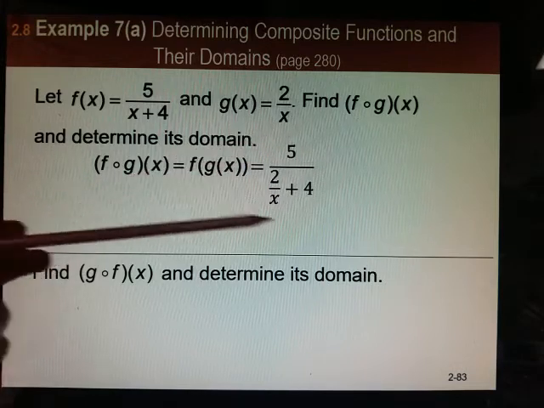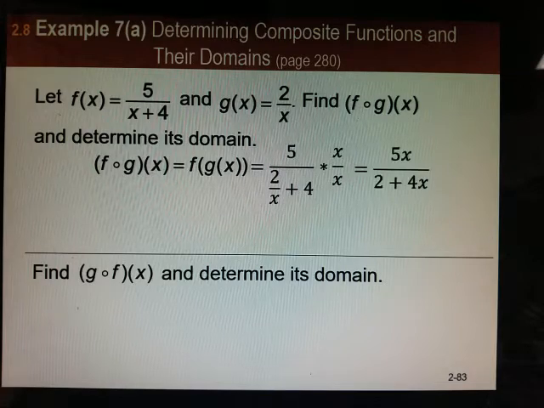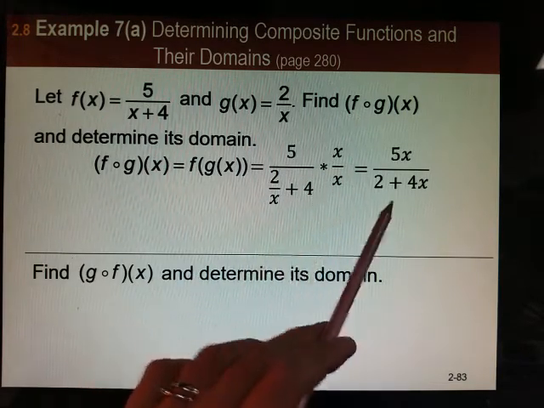Now, y'all, I can't leave this fraction within fraction. So we multiply top and bottom by x. So the numerator is 5x. The denominator, when you distribute that x with this, the x reduces, and then 4 times x.